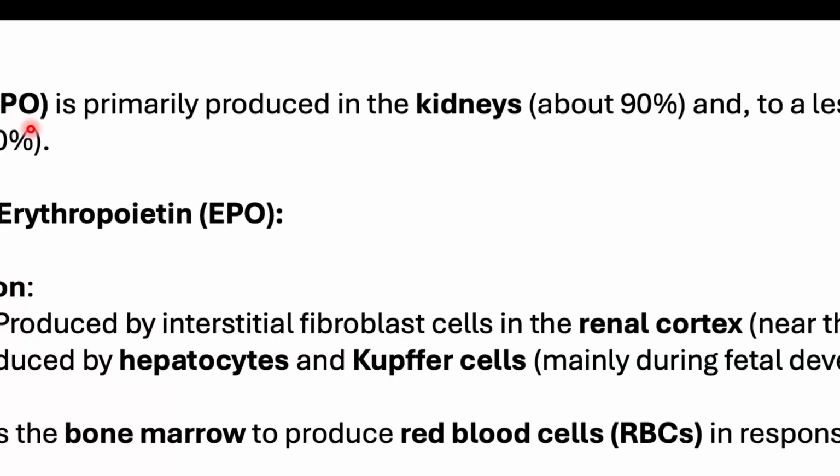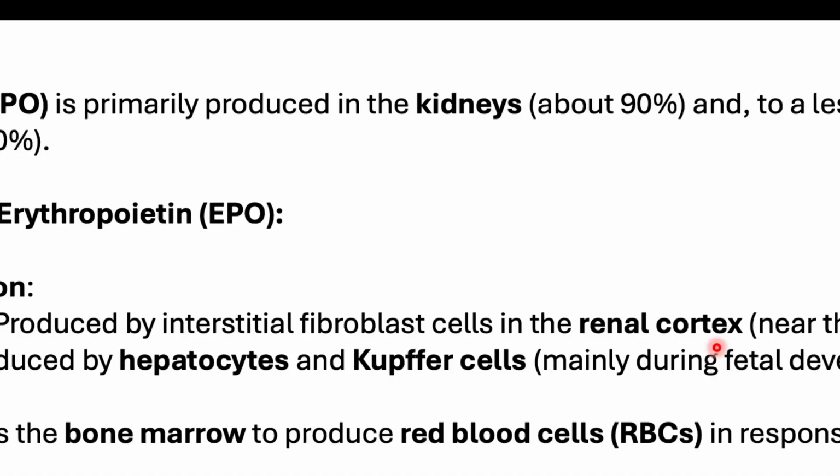Erythropoietin, short form EPO, is primarily produced in the kidneys, about 90%, and to a lesser extent in the liver. In the fetal liver, erythropoietin is produced, but in all adult life, the kidneys are the source of erythropoietin. What is the site of production? It is produced by interstitial fibroblast cells in the renal cortex near the peritubular capillaries.